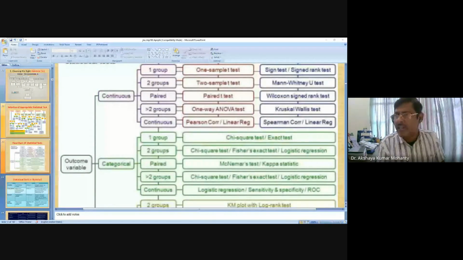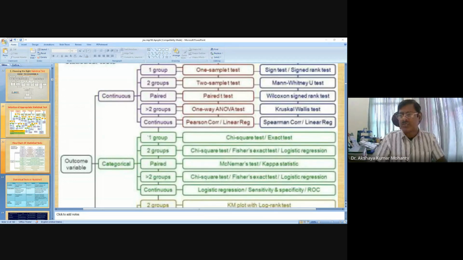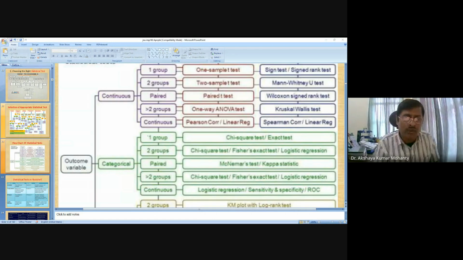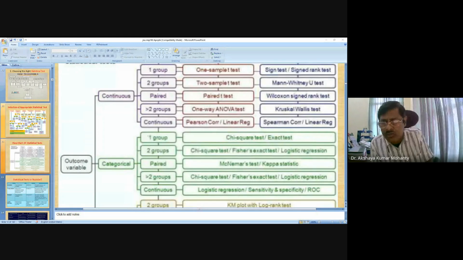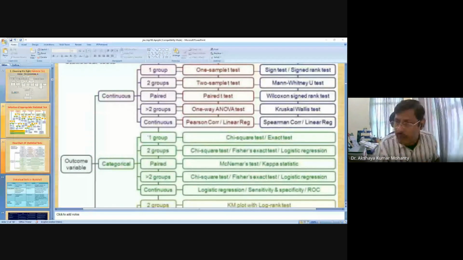So now, audience, please, anybody, if the Pearson correlation coefficient will come up and slash linear regression, which type of test will we use? Parametric or non-parametric? Because it is continuous, the exposure variable is continuous and the outcome variable is also continuous. Both are continuous. We have to use the Pearson correlation coefficient or the linear regression. So which test will it be?